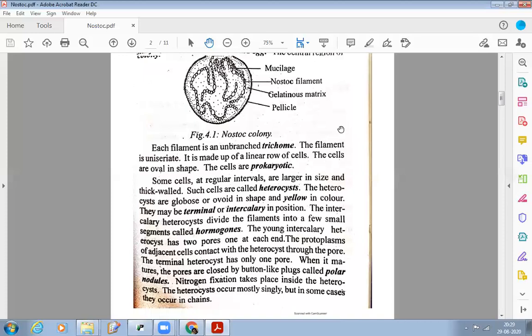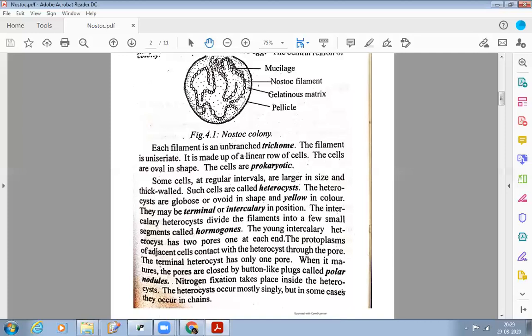Some cells at regular intervals are large in size. In each and every filament we observe, there are some large cells. They are thick walled. If you observe this filament here, two cells are somewhat large and thick walled. These are known as what? Heterocysts. These heterocysts are different from the vegetative cells. They are specialized cells, specialized in terms of their function.